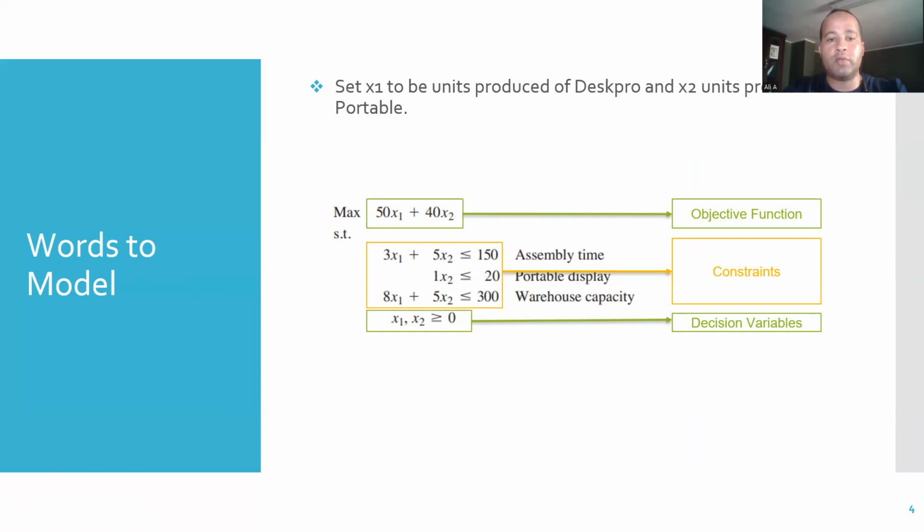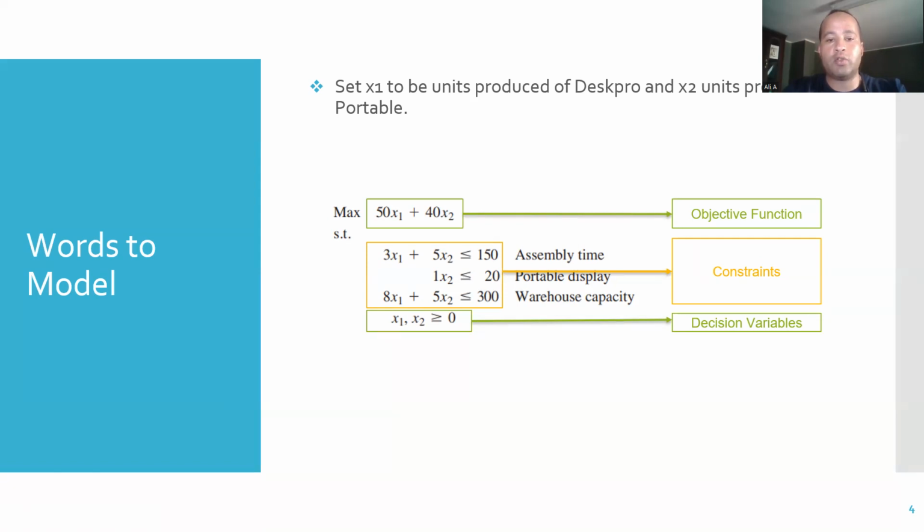Next, we set the constraints as listed per our problem. We had assembly time and warehouse constraints as well as constraints on production of Portable units. So 3x1 plus 5x2, meaning time to produce each unit of each, is less than or equal to 150 total assembly time. For each x2, it will take one of the available 20 screens. This is the second constraint.